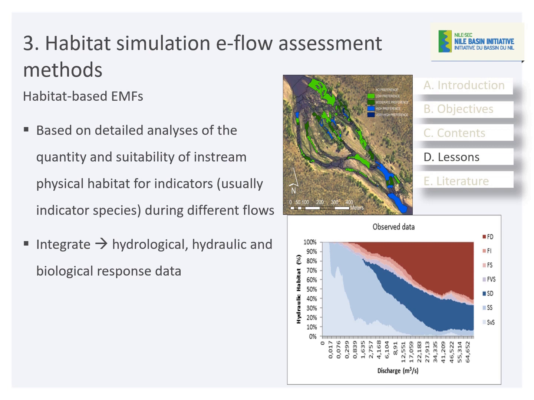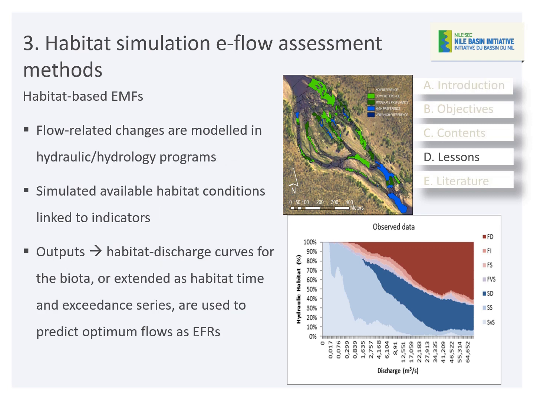Then looking at habitat simulation environmental flow assessment methods. This is again upscaling from the hydraulic simulation methods. This is based on detailed analyses of the quantity and quality of suitable in-stream physical habitats for specific indicators, usually indicator species, during different flow conditions. And the example provided here is the habitat preferences or requirements of different species. And when you start to provide flows that meet these habitat requirements for species, it integrates hydrological and hydraulic data and the biological response data, usually of one or two or a few indicator species.